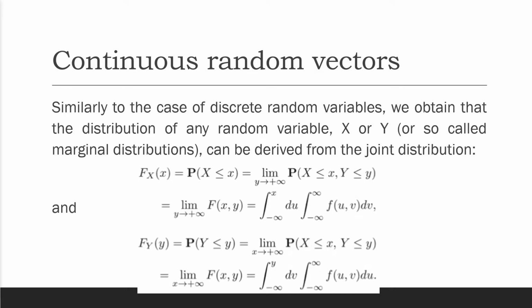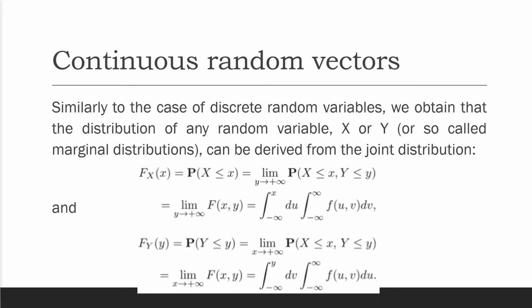And F_Y(y) is equal to the probability that Y is less than or equal to y, which is equal to the limit of the probability that X is less than or equal to x and Y is less than or equal to y as x approaches positive infinity, which is equal to the limit of F(x, y) as x approaches positive infinity, which is equal to the integral of dv from negative infinity to y multiplied by the integral of f(u, v) du from negative infinity to positive infinity.